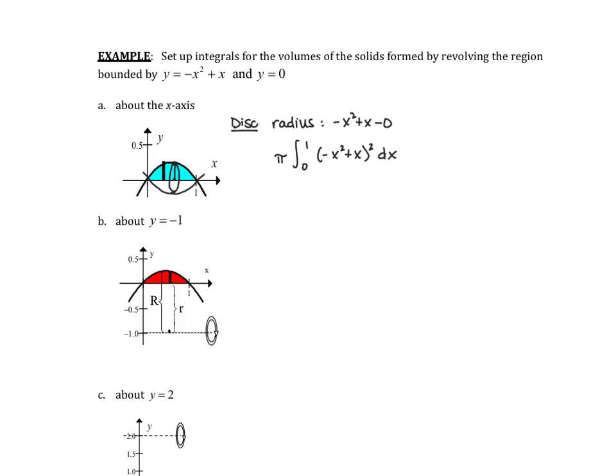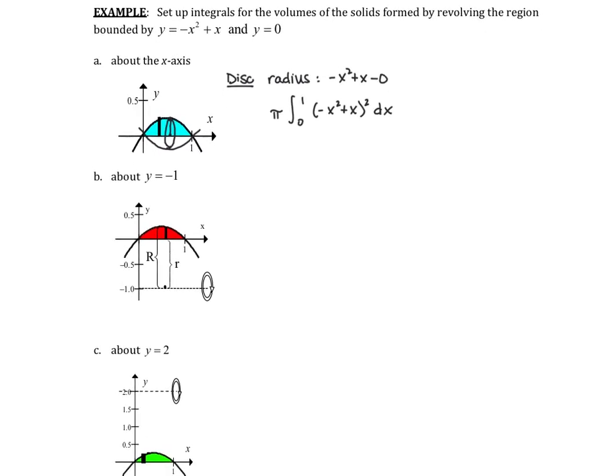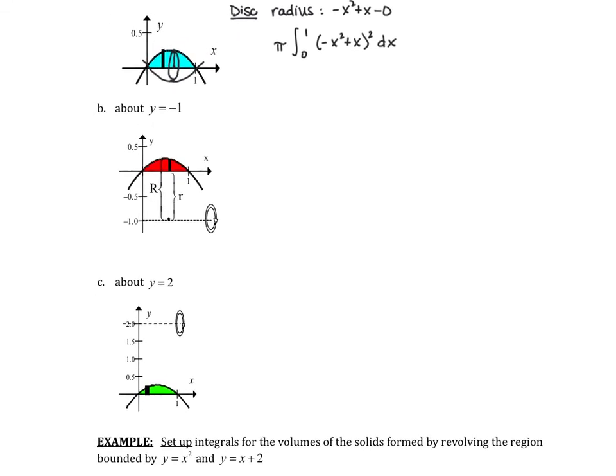Okay, well that was kind of just to see if you could look at that problem and recognize that it's something you've already done before. So now let's change it just a little bit. Let's say I have that same line, y equals negative x squared plus x, that same curve. But now what I want to do is rotate it about the line y equals negative 1.